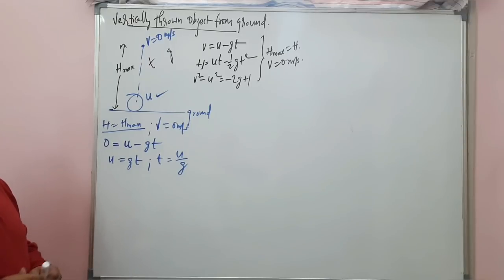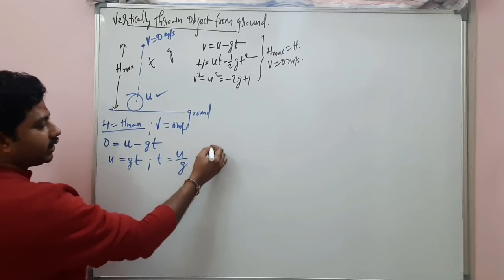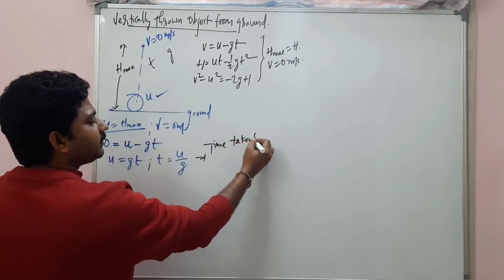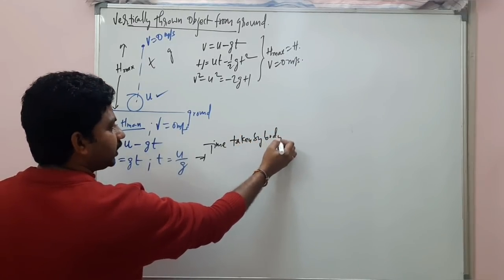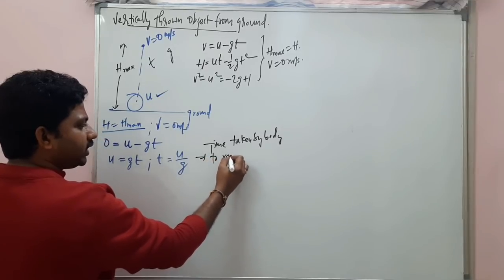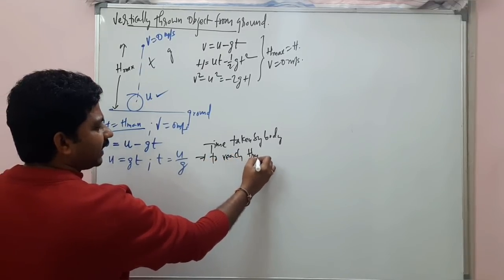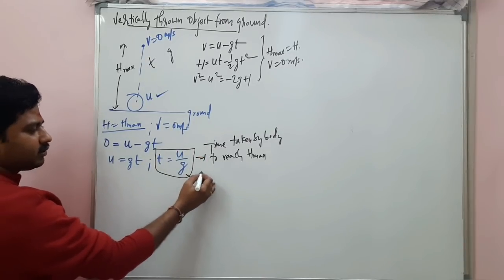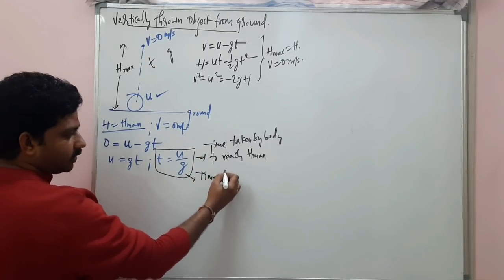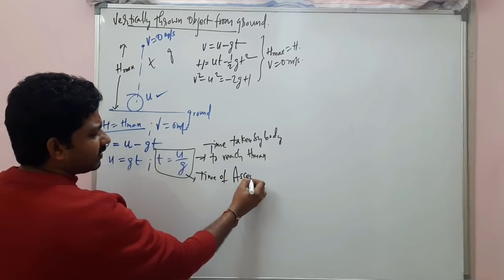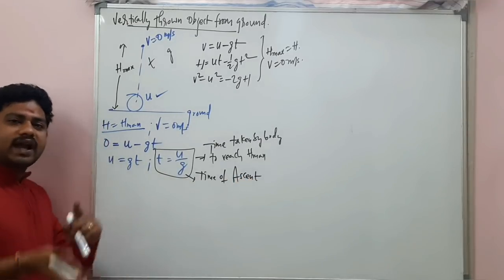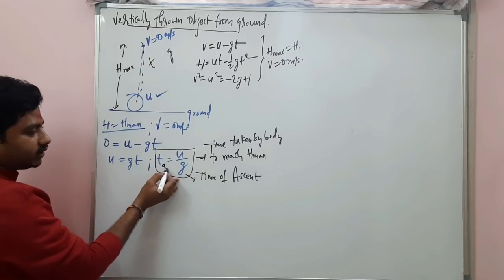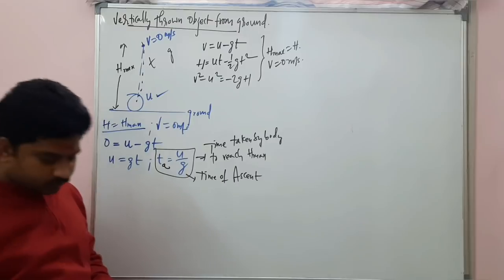So what is this t? Time taken by the body to reach the maximum height. All right. What is this t? Time taken by the body to reach the maximum height. So this is also called as time of ascent. What is that? Time of ascent. Ascent means moving up. So the time of ascent from here to here, it's called u by g.